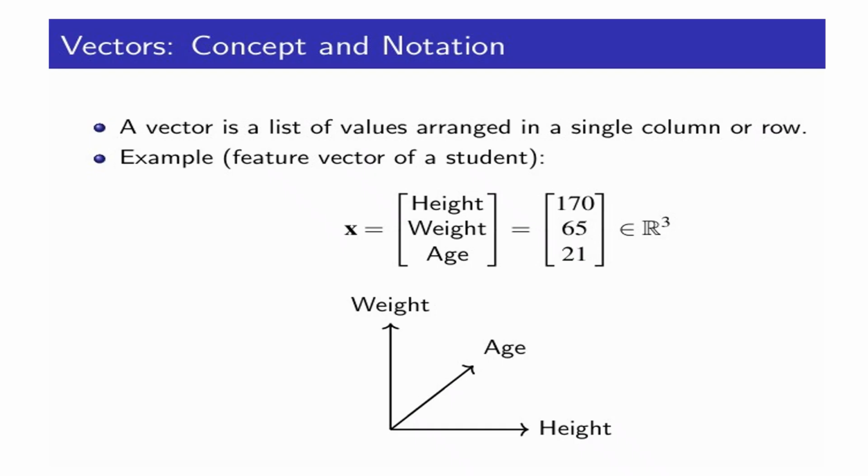So this is a 3 by 1 matrix, or you can represent it as a 1 by 3 matrix also. That is also fine. That is 170, then 65, then 21. Okay, single row and three columns. That is also okay. The corresponding vector representations are shown in this diagram, where one is the weight vector, one is the age vector, and one is the height vector.